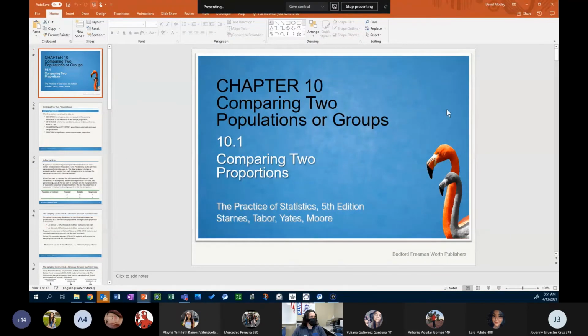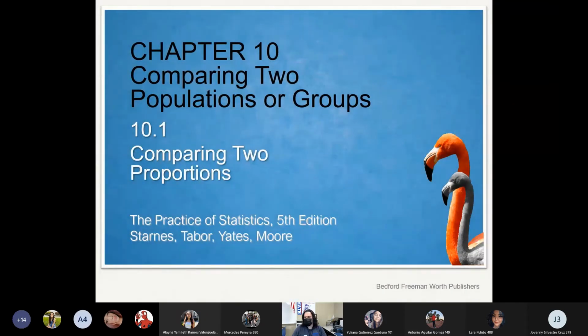Okie dokie. Then we'll jump right into chapter 10, which will go here. Alrighty. So chapter 10 is comparing two populations or groups.